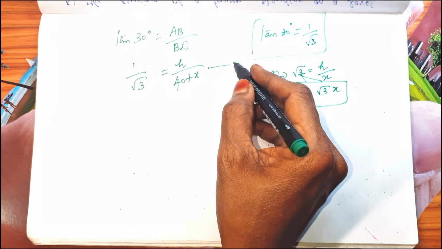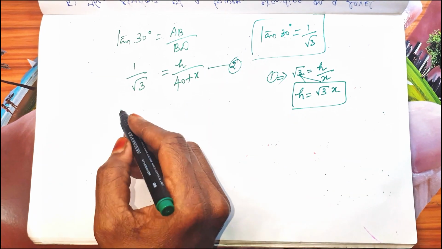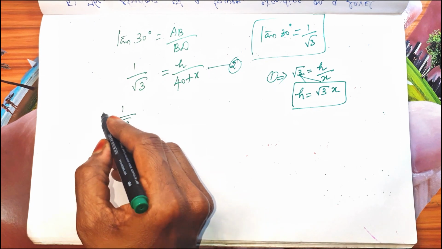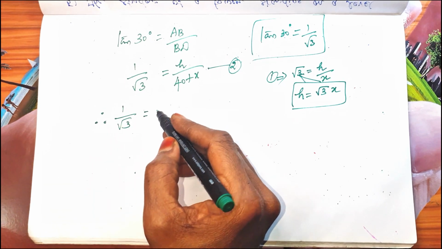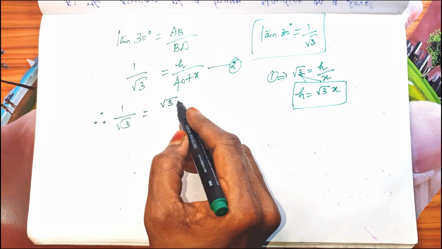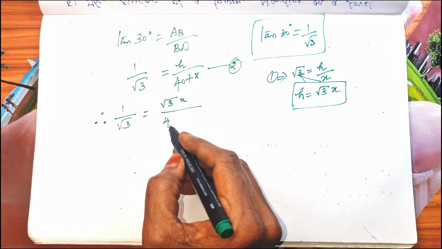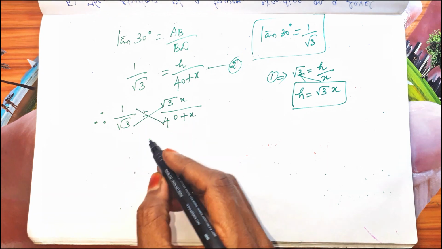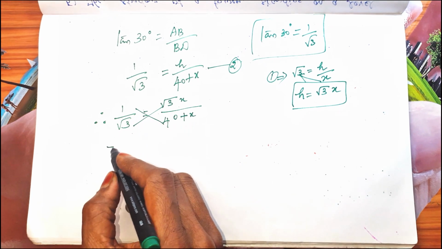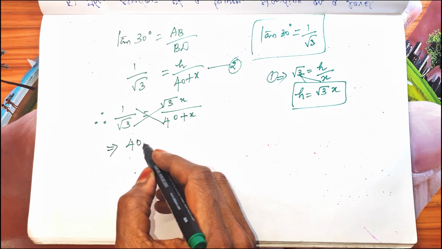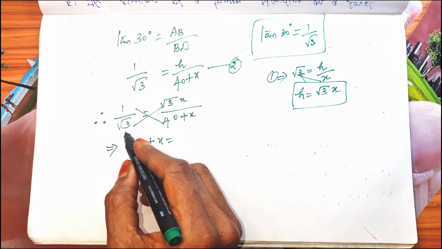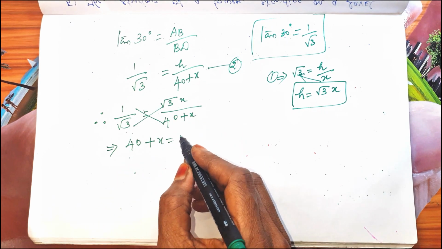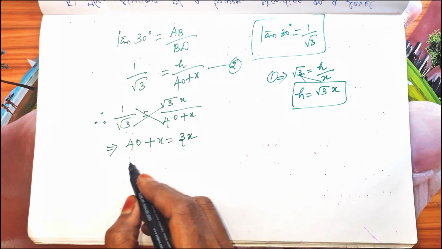Substituting this in equation number 2, we have 1 by root 3 is equal to root 3 into x by 40 plus x. We are going to cross multiply. So what we are getting is 40 plus x is equal to, when we multiply root 3 and root 3, it is 3, 3 into x.